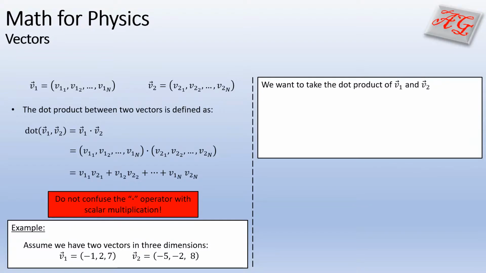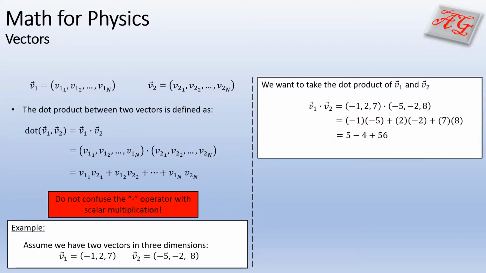So we now want to take the dot product of b1 and b2. The first step is to write the dot product in list form. The second step is to multiply the first entry of vector 1 by the first entry of vector 2 and add the second entry of vector 1 multiplied by the second entry of vector 2, and finally add the third entry of vector 1 multiplied by the third entry of vector 2.